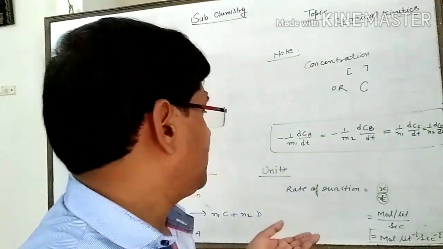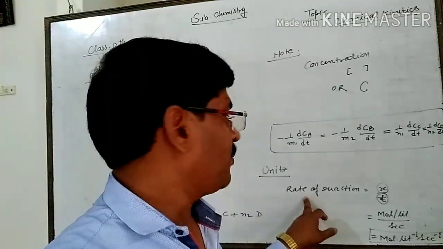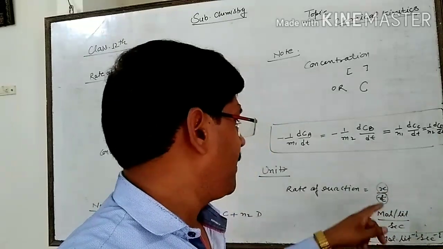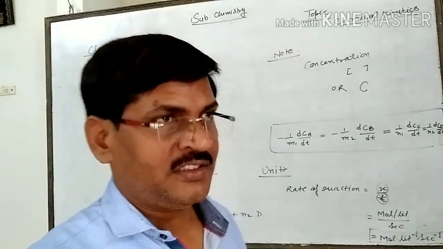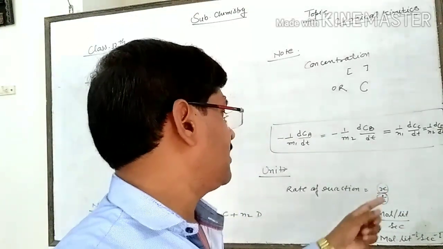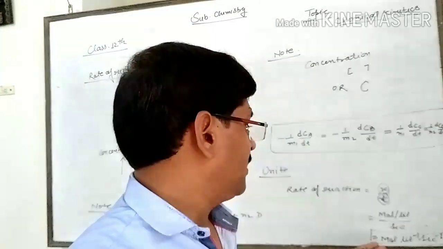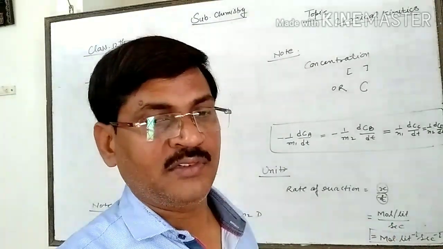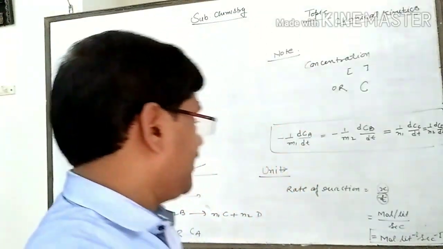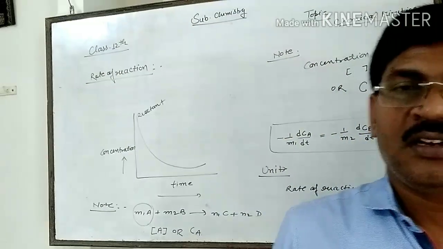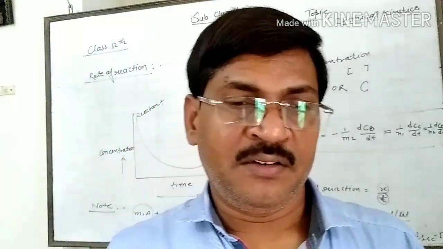Anywhere if you have to represent it, then remember the formula: rate of reaction is change in concentration over time. For the change in concentration you only have to write mole per liter, and time in terms of second. So it will be mole liter inverse second inverse. In this way, the heading, the rate of the reaction, is now complete.